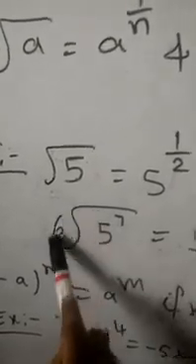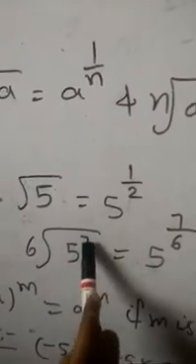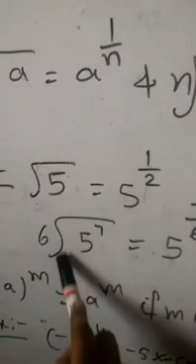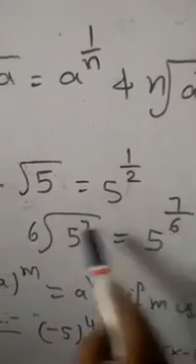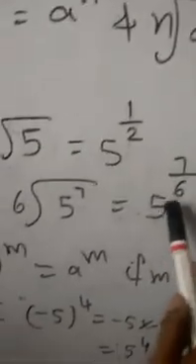Next, see, 6th root of 5 to the power of 7. So here power 7 is there. That's why 5 to the power of 7 divided by 6 is there. That's why here 6 will come. 6th root of 5 to the power of 7 equals 5 to the power of 7 by 6.